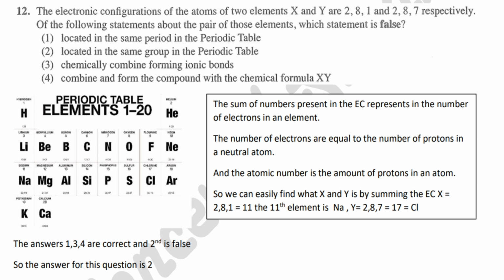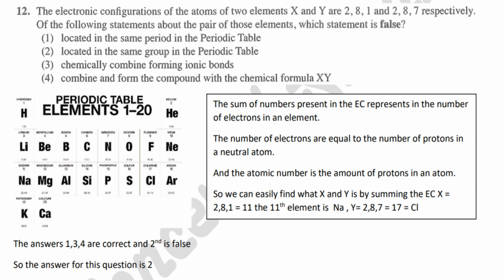So tell me, sodium and chlorine. Are they located in the same period? It is located in the same period. It's the third period, sodium and chlorine. The second option: located in the same group in the periodic table. A group is vertical. Are sodium and chlorine in the same group? No, sodium is in the first group, chlorine is in the 7th group.